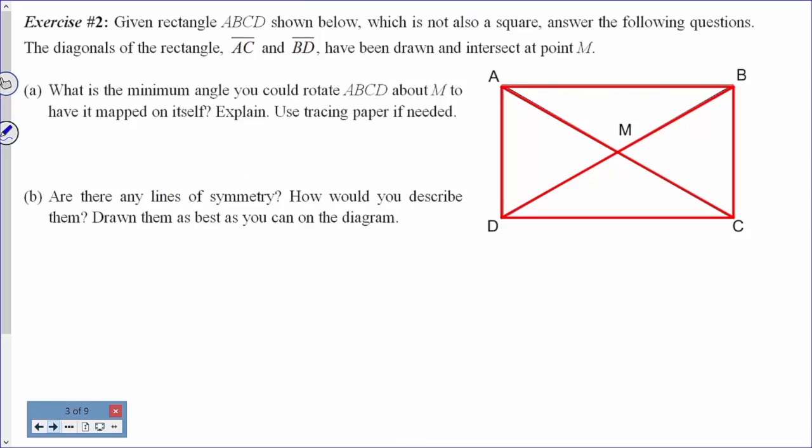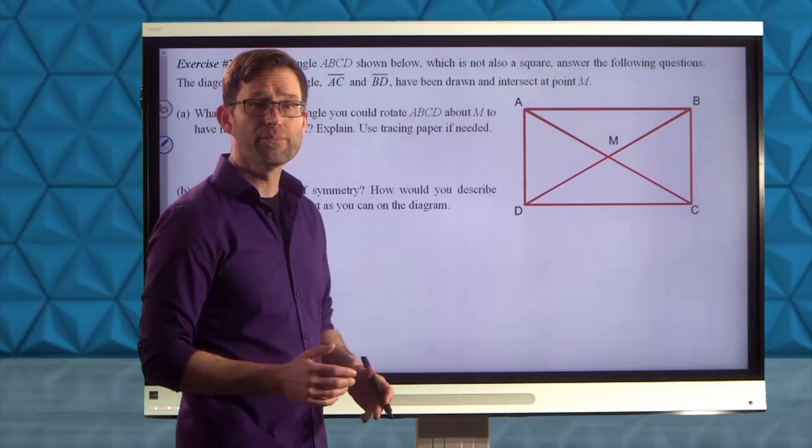All right, exercise number 2. Given rectangle ABCD shown below, which is not also a square, answer the following questions. The diagonals of the rectangle AC and BD have been drawn and intersect at point M. Okay, great. Letter A. What is the minimum angle you could rotate ABCD about M to have it mapped on itself? Explain. Use tracing paper if needed.